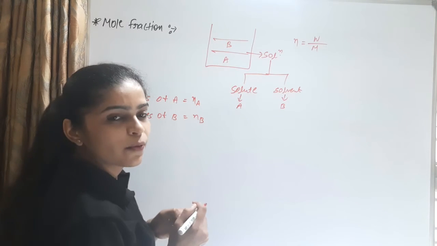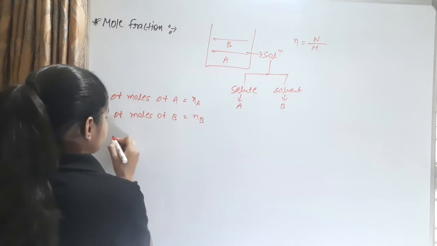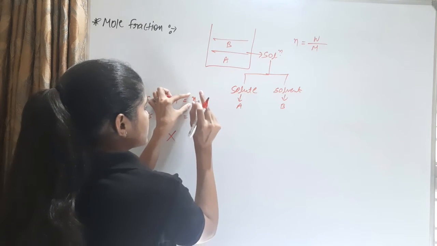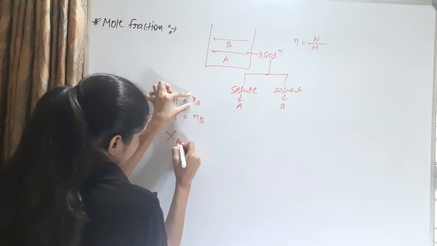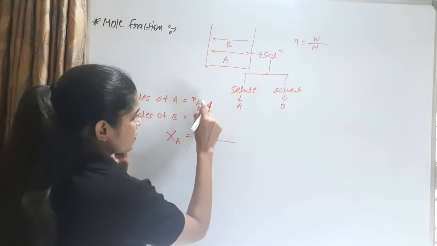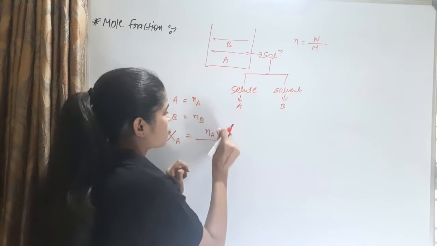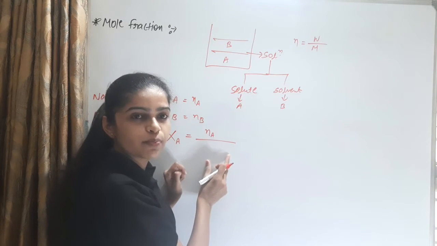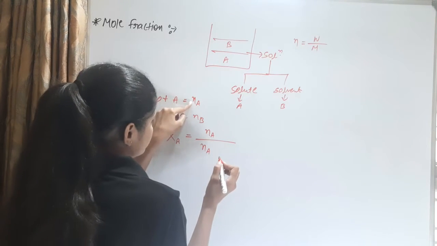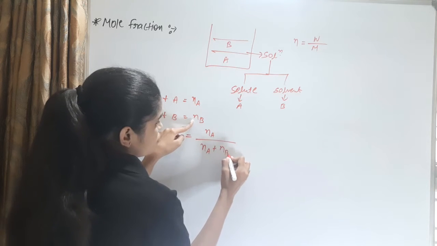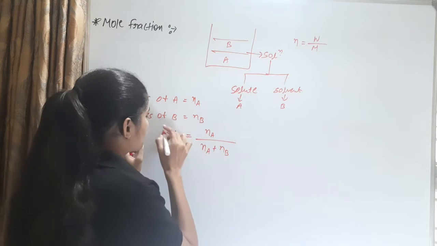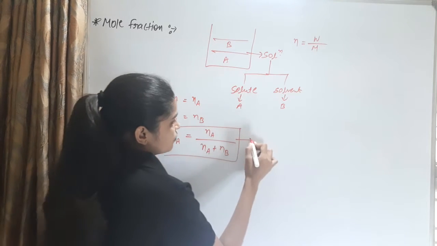Then next we find the mole fraction. Mole fraction is denoted by X. For example, the mole fraction of A, XA, is equal to the number of moles of solute upon the total number of moles of solute and solvent. So number of moles of solute plus number of moles of solvent. This is the total number of moles in the solution. That way we find the mole fraction of A.